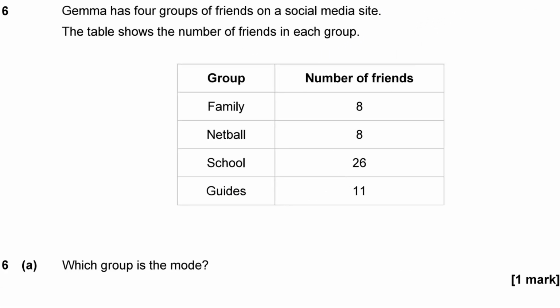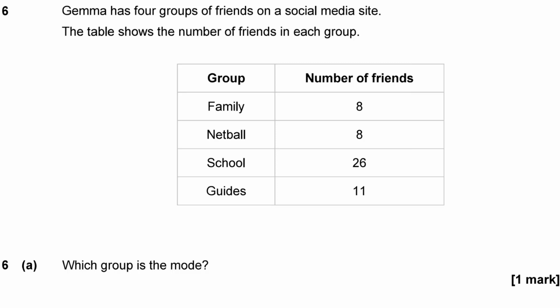Question 6. Gemma has 4 groups of friends on a social media site. The table below shows the number of friends in each group. So in her family group, she's got 8 friends. In her netball group, she's got 8 friends. In her school group, she's got 26. And in her guides group, she has 11.